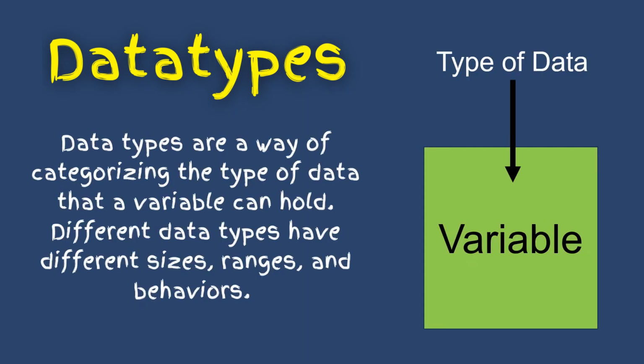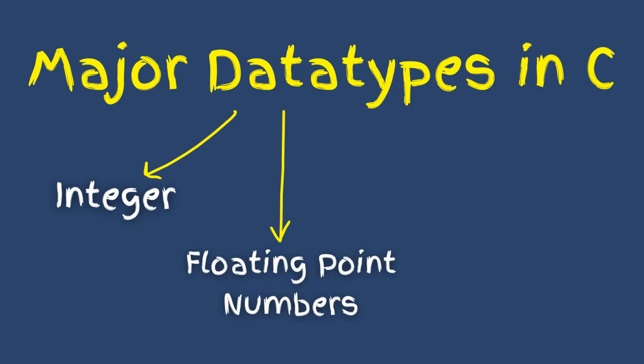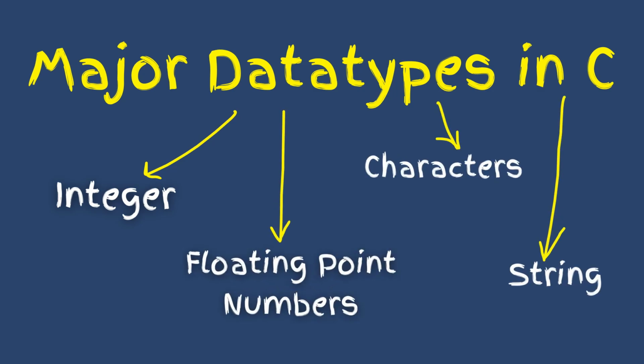Now, let's talk about data types. Since we already have an insight regarding this topic, let's discuss it briefly. Data types are a way of categorizing the type of data that a variable can hold. Different data types have different sizes, ranges, and behaviors. In C, there are majorly four main data types, including integers, floating point numbers, characters, and strings. Let's discuss them one by one.